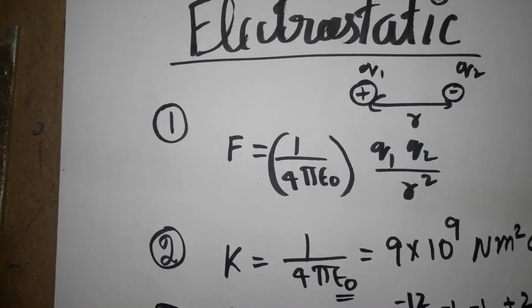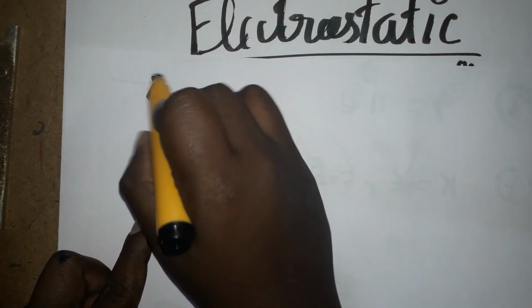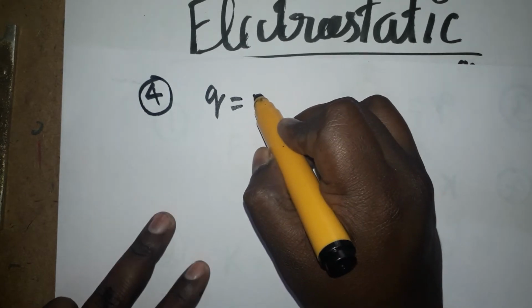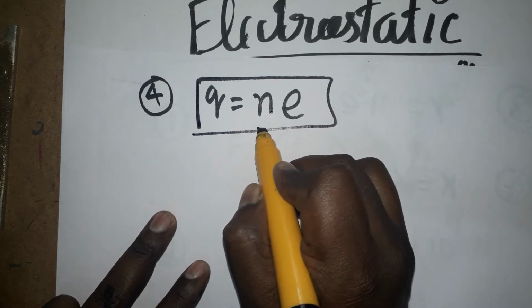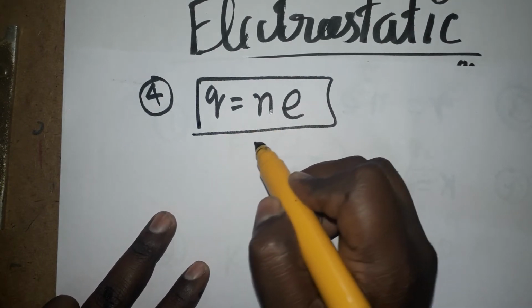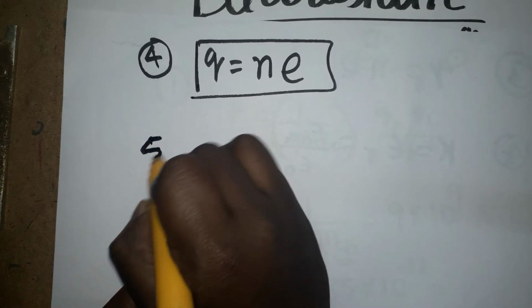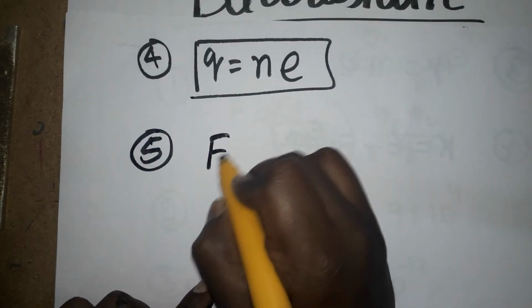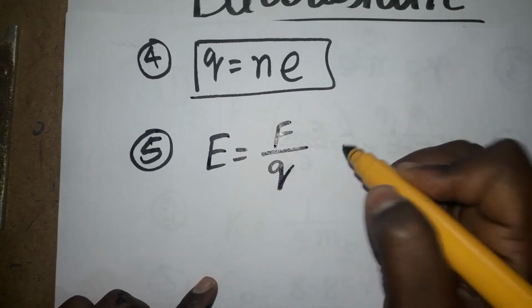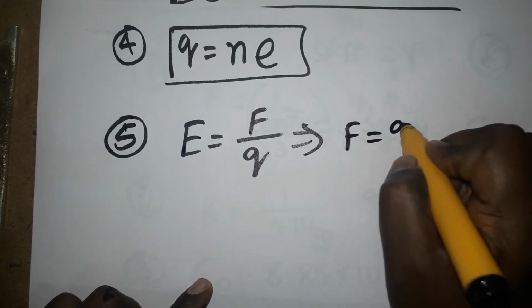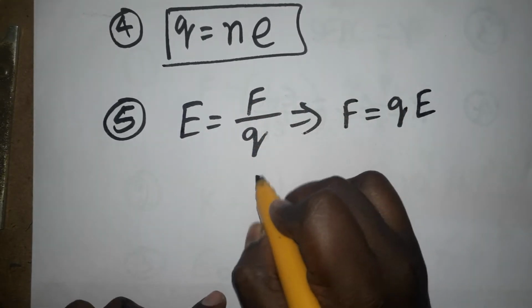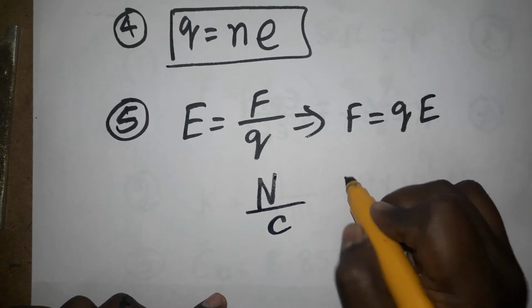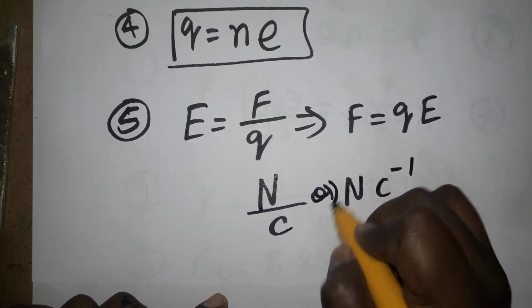The fourth formula: Q is equal to the charge of electron. It is not only one electron, it is n number of electrons. e is a single electron, n is the number of electrons, and Q is the total charge. Next, the fifth one: electric field. Electric field is equal to force per unit charge. Otherwise, the same relation, force is equal to charge into electric field. The unit: force is Newton, charge is coulombs, so Newton per coulomb, otherwise Newton coulombs inverse. Whatever you want, you can write.